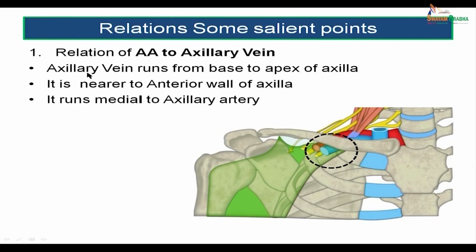So, we have to remember that the axillary vein runs from base to apex of axilla. Then second thing, it is nearer to the anterior wall of the axilla and it always runs medial to axillary artery.